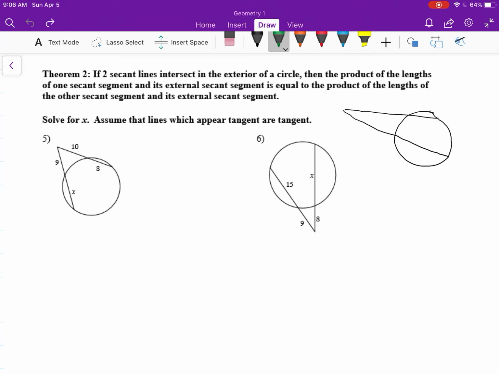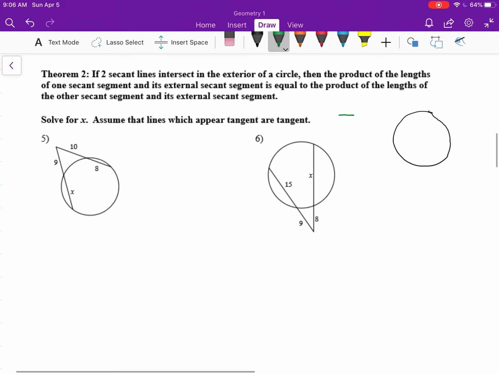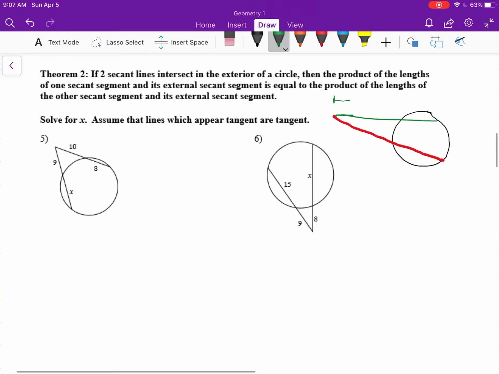In fact, I should have done those. Let's put them in different colors here. So here's one secant line and another secant line. All right, so they intersect out there. Then the product of the lengths of one secant segment and its external secant segment. All right, one secant segment. So that's this whole thing. That's this length. So we'll call that A. And the external segment, well, that is going to be this segment here, B.